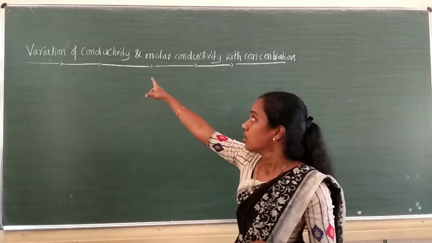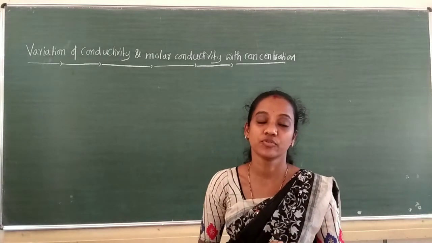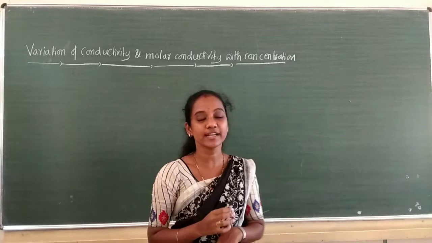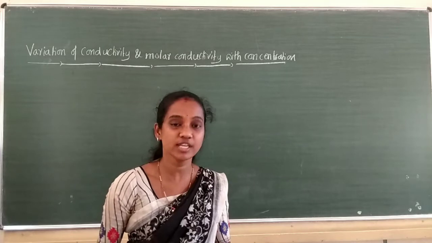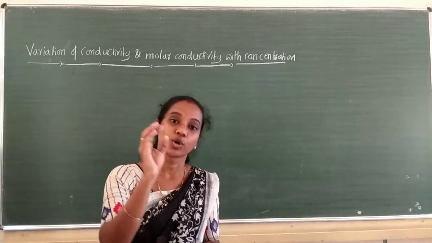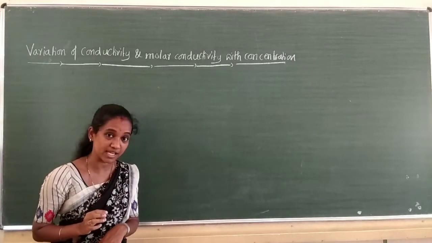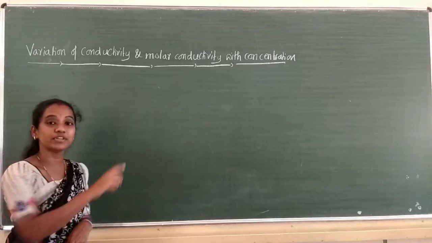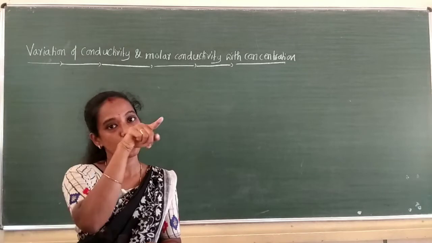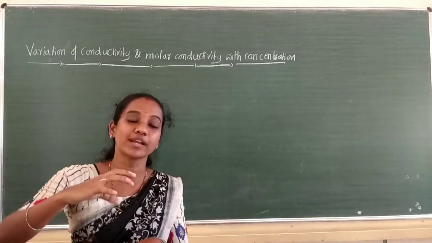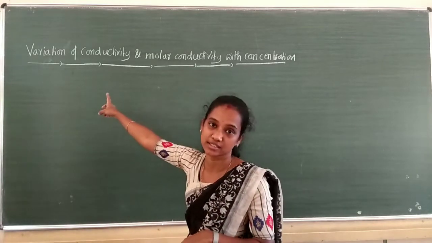Now, what is the meaning of conductivity? We know that conductivity is the conductance of a solution when it is 1 meter long and the area of cross section is 1 meter square. Conductance means the capacity of a solution to conduct electricity, whereas conductivity is the same as conductance, but you have to consider it per unit volume. So in that region, whatever the capacity of that particular solution is, that is conductivity.